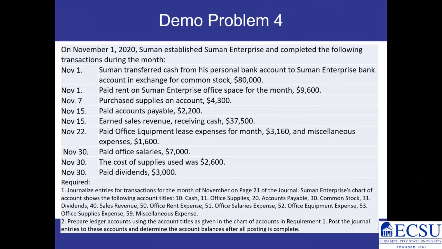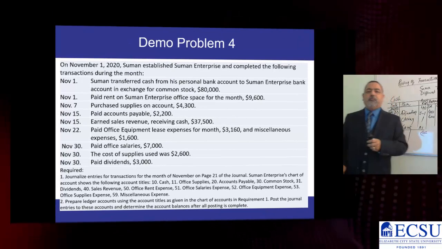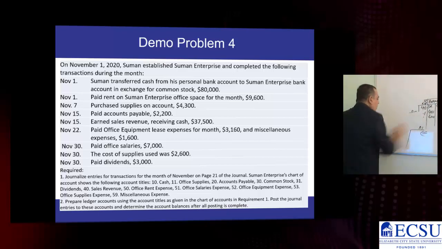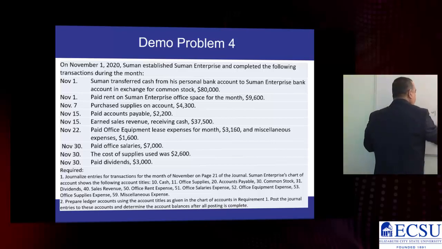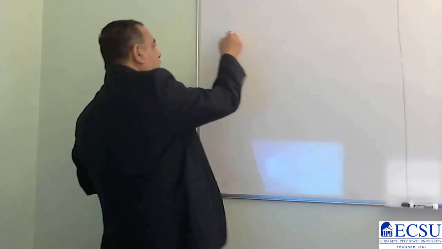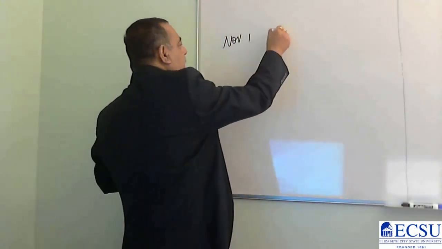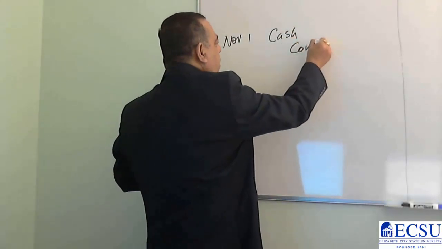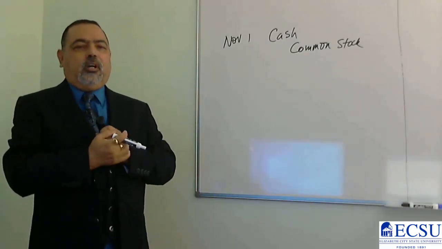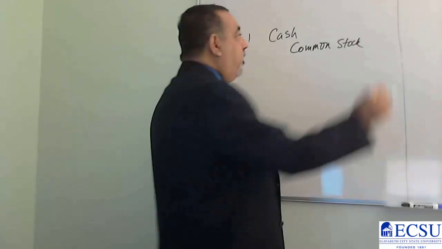Read the problem. It says: On November 1st, 2020, Suman established Suman Enterprise and completed the following transactions during the month. November 1, Suman transferred cash from his personal bank account to Suman Enterprise bank account in exchange for common stock. Now, in the past, what we have been talking about is the journal. If you remember the rule of debit and credit, what is the journal entry that I will be making? Of course, the date will be November 1st, and cash account will be debited and common stock will be credited, with the amount 80,000.